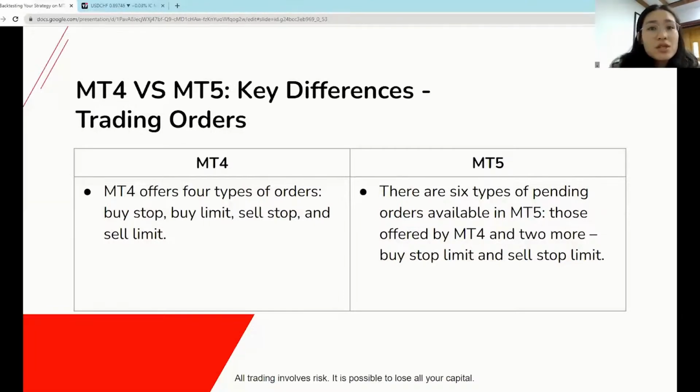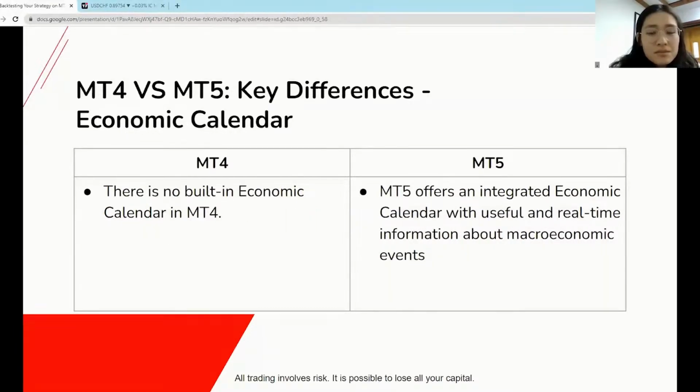Okay, in terms of the types of orders as well, MT4 offers 4 types: buy stop, buy limit, sell stop, and sell limit. MT5 offers 6 types of pending orders: those offered by MT4, as well as the buy stop limit and the sell stop limit. So we mentioned this earlier as well.